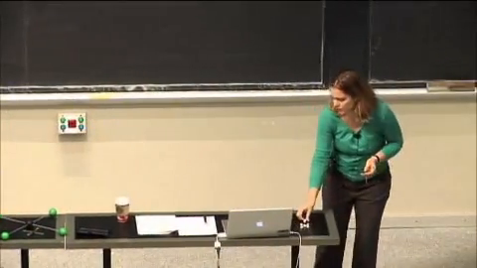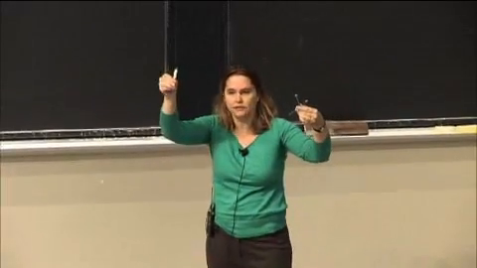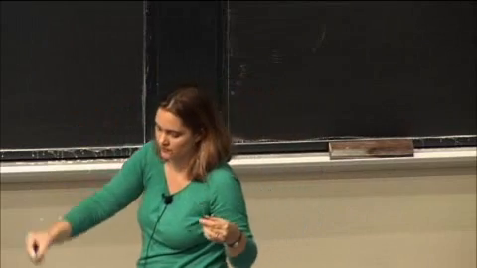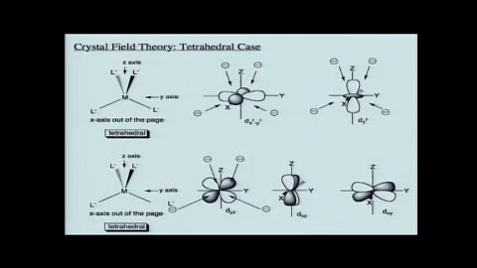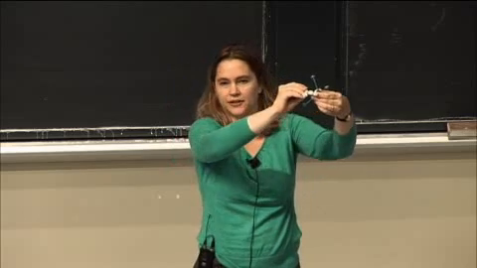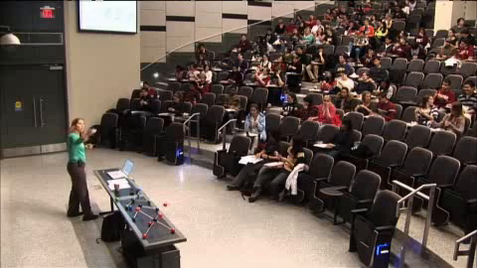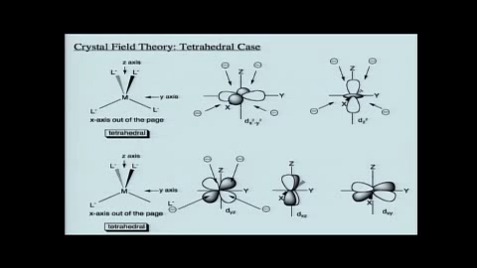So let's consider dz squared. What do you think? Is that going to be particularly where the ligands are pointing toward dz squared? No. And dx squared minus y squared we can think of. What about that one? No, not really. What about dxz, dyz, and dxy?